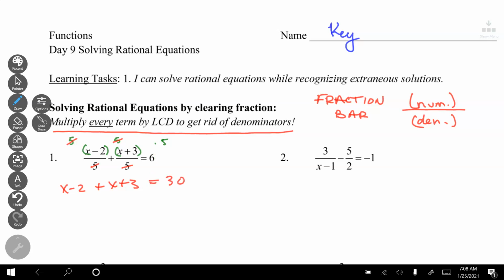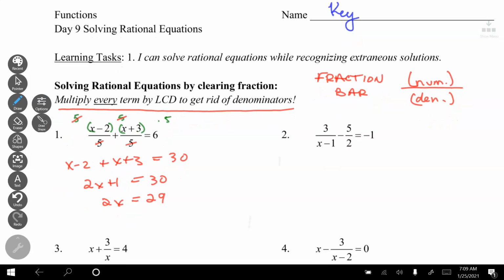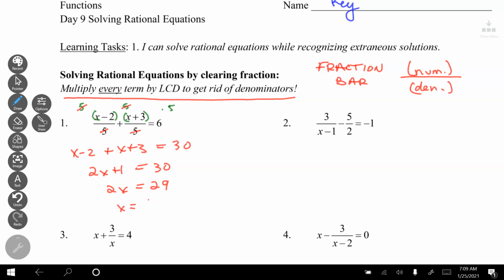And that problem in red is probably much easier to do than the original problem I had given to you. 2x plus 1 is equal to 30. 2x is equal to 29. And then you could just leave it as x equals 29 over 2. You do not have to make it into a decimal. Just leave it as a fraction.